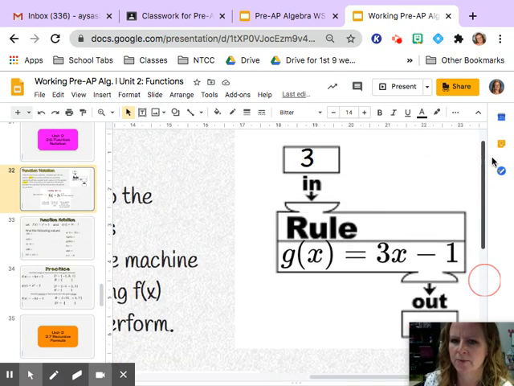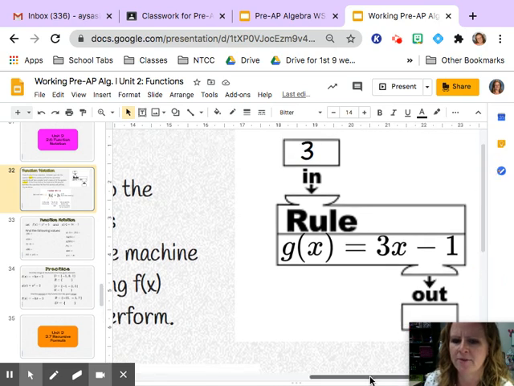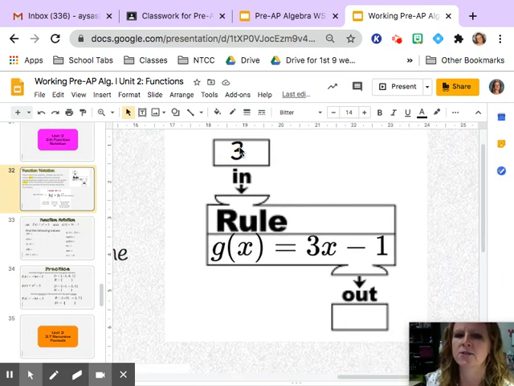Okay, let's go up here. Here is a function machine. So 3 is going to go in. If we say that 3 is going in, that means that every place that you see an x, you're going to plug in a 3.